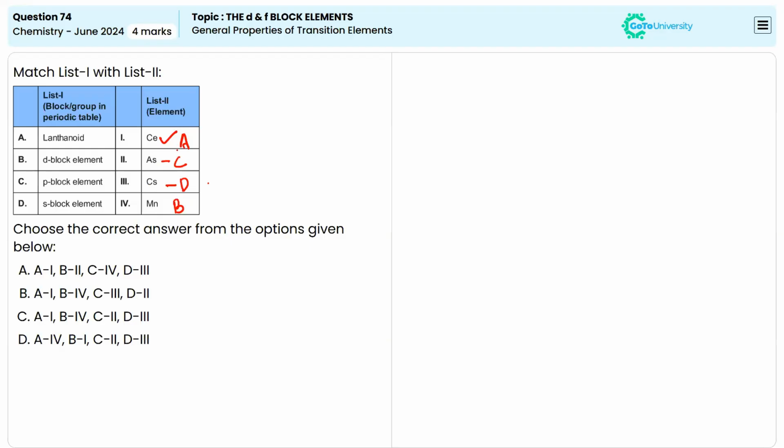So for the first one, cerium. Then D block element is, yeah, manganese. Then P block element, yes. Then S block element, yeah, fine. So this is the correct classification. Fine. The simple question, right?